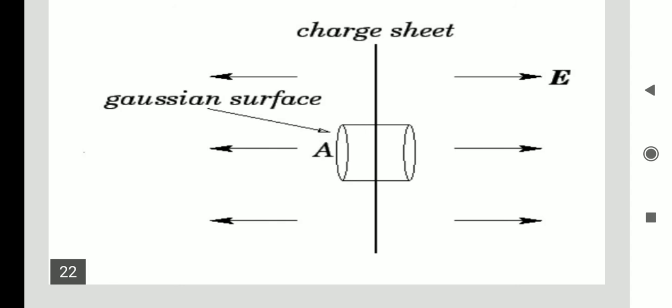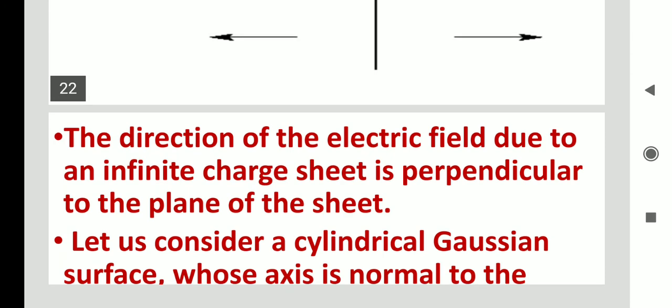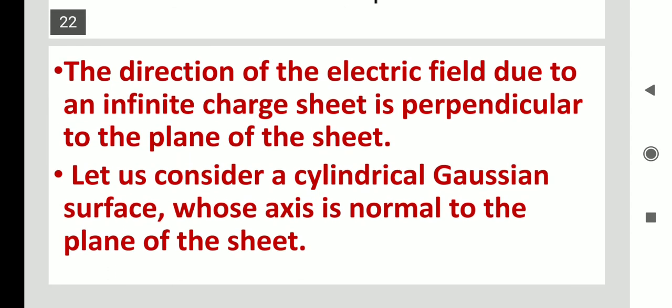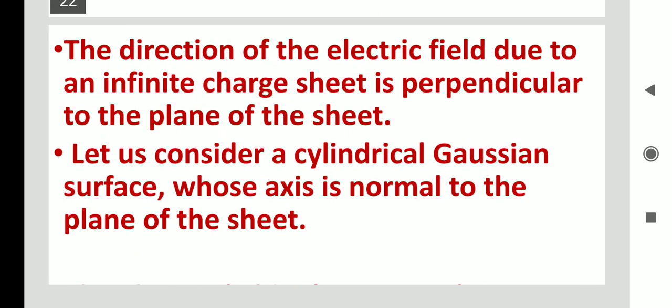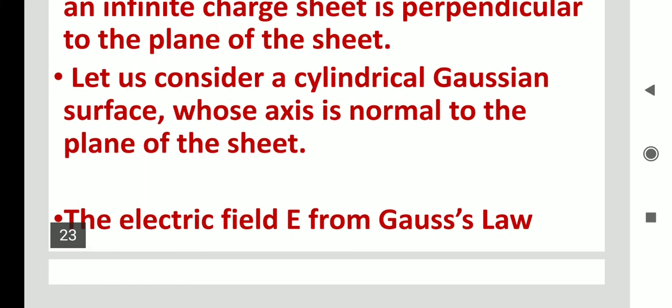This is the infinite sheet. See the arrow marks. It is a Gaussian surface. The arrow marks are moving away from the sheet in opposite directions. The direction of the electric field due to the infinite charge sheet is perpendicular to the plane. So the direction of the electric field is perpendicular to the plane of the sheet. Let us consider a cylindrical Gaussian surface.